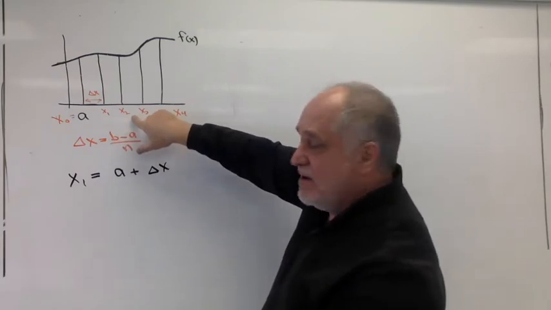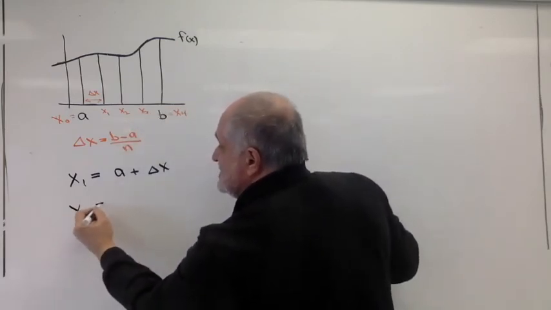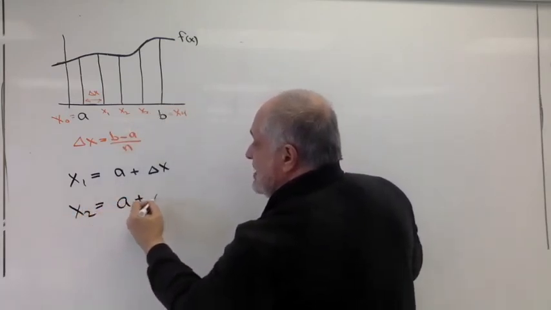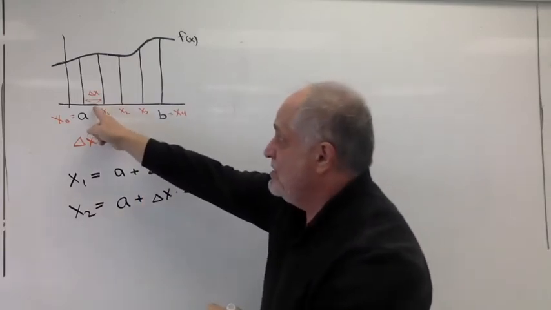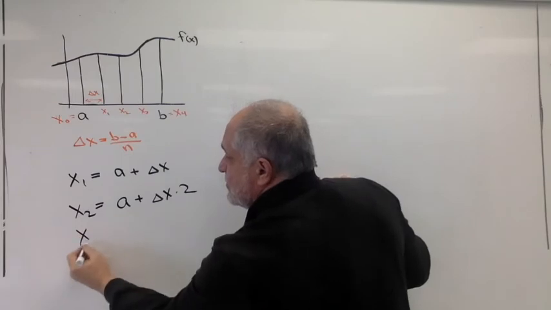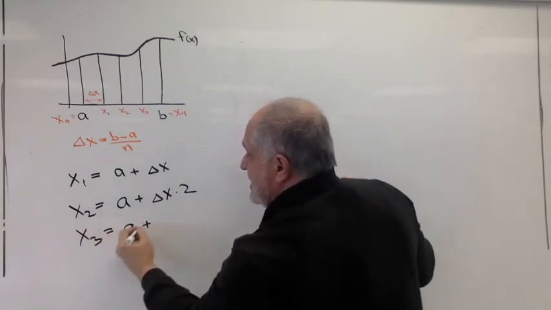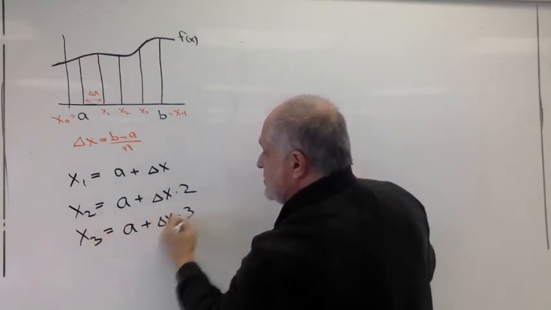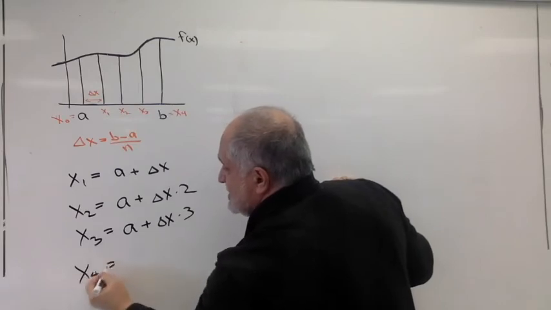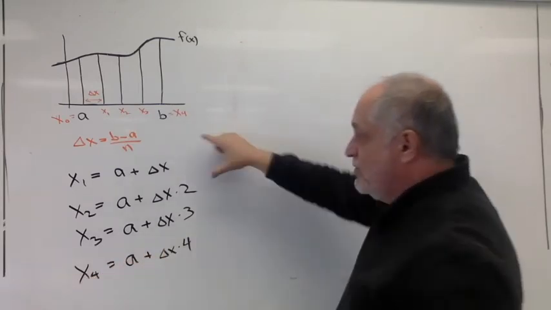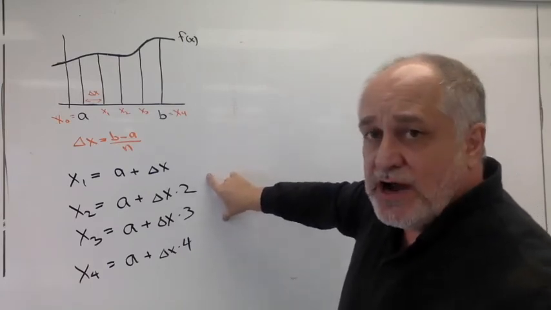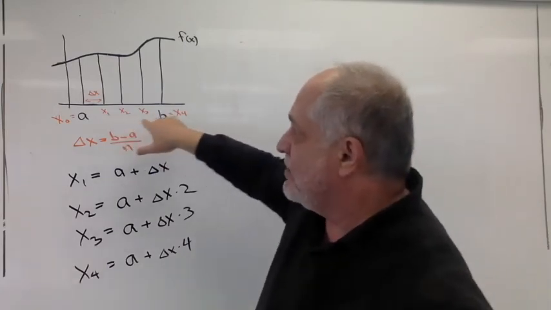How do we get to there? Well, x sub 2 is equal to A plus delta x times 2. It's 2 of these. We've gone 1, we've gone 2. x sub 3 is A plus delta x times 3, and x sub 4 is equal to A plus delta x times 4. So those are the actual x values along the way.